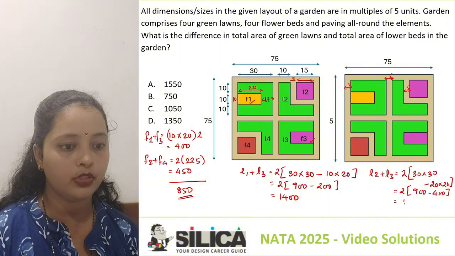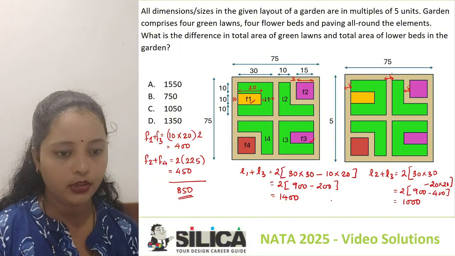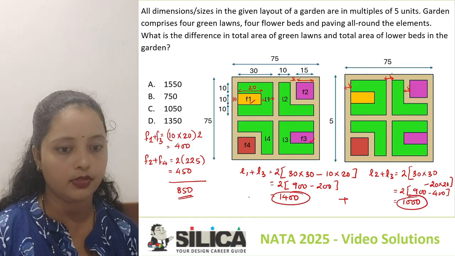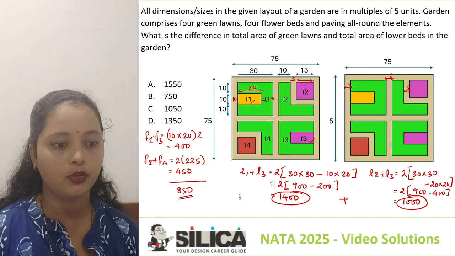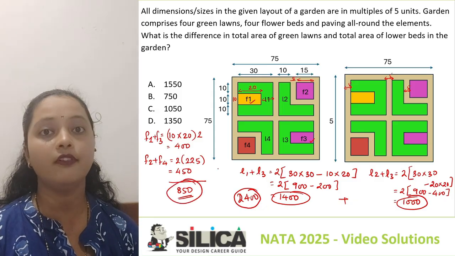So 9 minus 4, that would give me 5. That means a total area of 1000. So for the lawn, what is the total area? This 1400 plus this 1000. So that is giving me a total of 2400. So 2400 is the lawn area and 850 is the flower bed area.